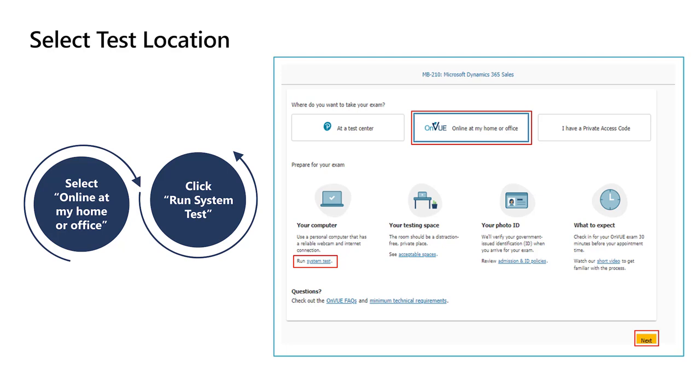Then they're going to need to confirm your government ID. So you've got to have a photo ID when you actually do the exam. And check in for about, say, 30 minutes before your appointment time, because that way you can go through the process. So we're going to select the online at home or office, and then we're going to step through and actually run a system check on our machine.